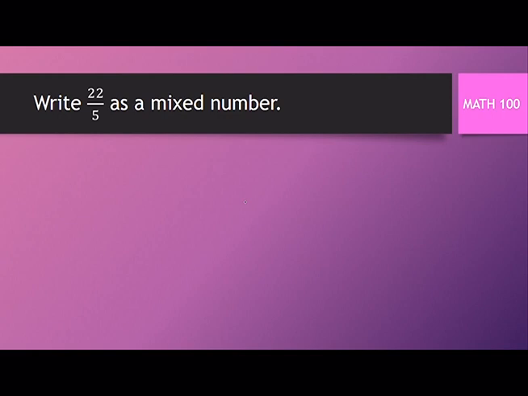Okay, we go to writing 22 fifths as a mixed number again. So again, as I mentioned, you are going to simply divide those numbers. This is an improper fraction, so we are dividing 22 by 5. So we have here 22 over 5.